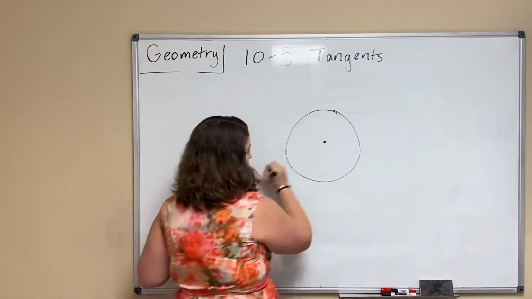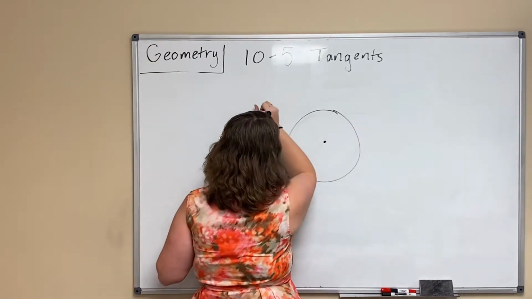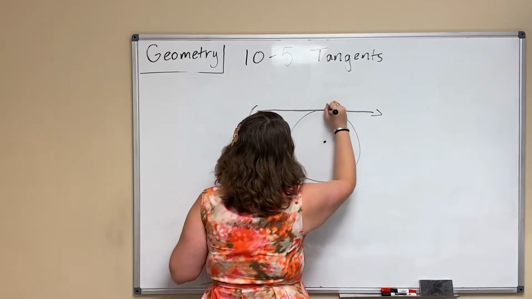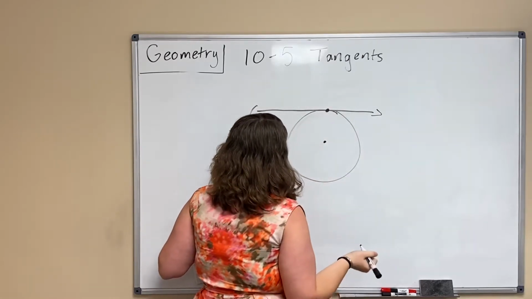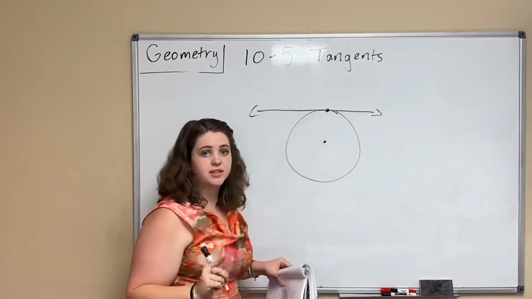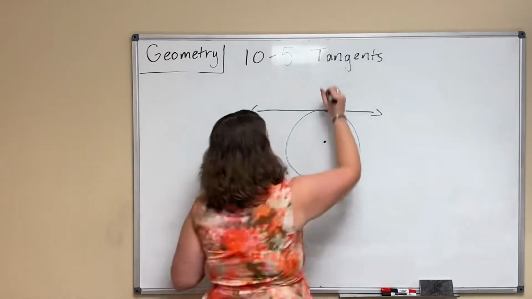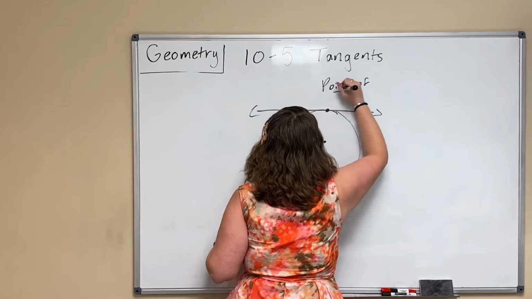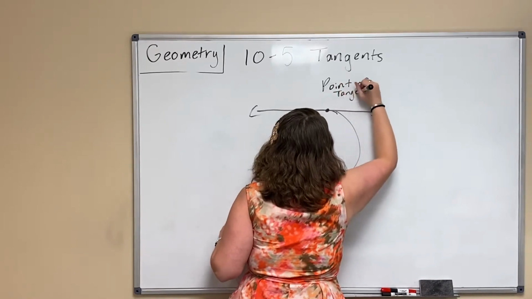So it doesn't go through our circle, because then it would hit it twice. It intersects the outside of the circle only one time. And that place where it intersects is called the point of tangency.